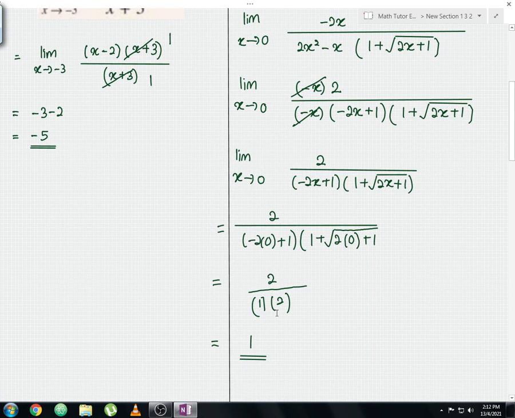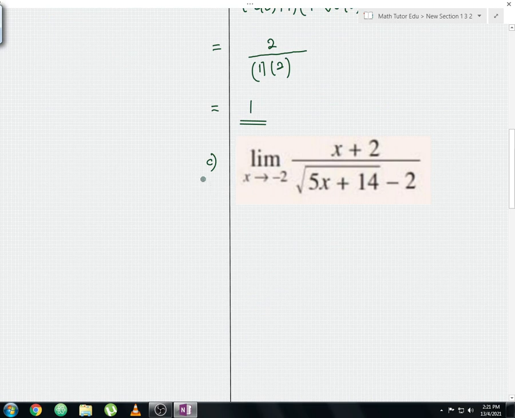Okay, so I hope that you understand the full working that I've shown to you for the question part B. So let us proceed on our last discussion, which is the question part C. We are required to solve the limit of x plus 2 divided by square root of 5x plus 14 minus 2, where x approaches negative 2. We are going to use a similar method to part B, which is the conjugate method. So without further ado, let us start to solve the question.